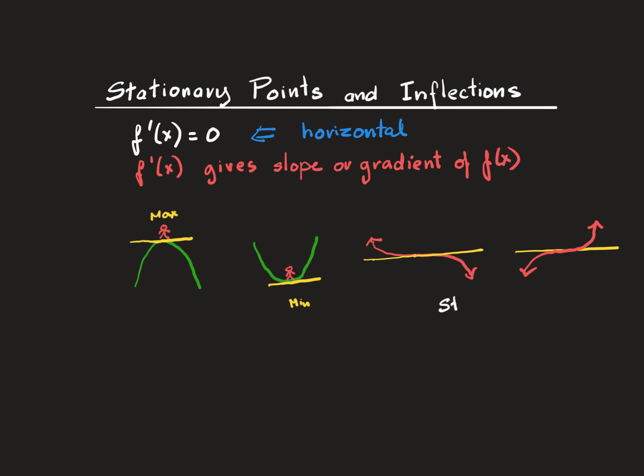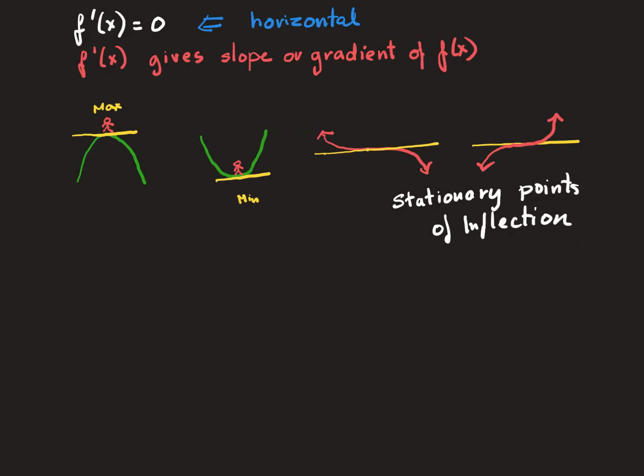And these points are called stationary points of inflection. And once again, we can have a little fella standing up over here as well to show you that this is a horizontal tangent. And these 2 points over here, which we'll call the turning points, and the other 2 we'll call the stationary points of inflection.